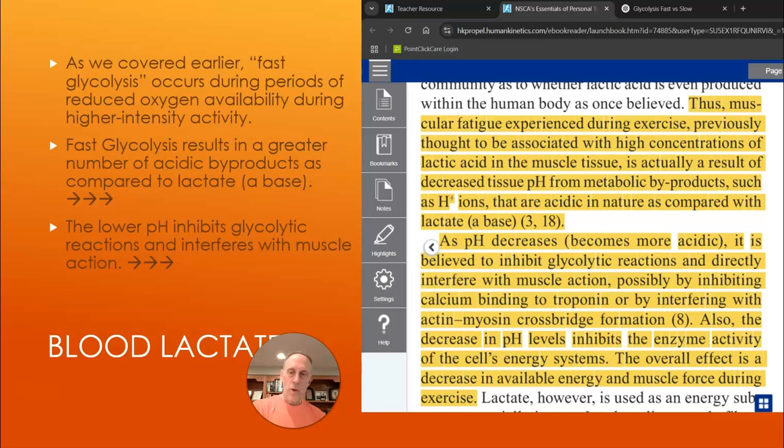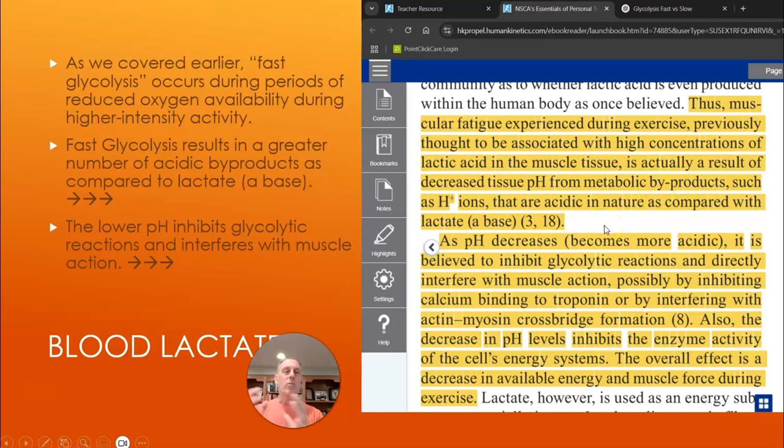And I'm going to read this passage to the right just to reiterate what we're talking about. Thus, muscular fatigue experienced during exercise, previously thought to be associated with high concentrations of lactic acid in the muscle tissue, is actually a result of decreased tissue pH, meaning it becomes more acidic from metabolic byproducts such as hydrogen ions that are acidic in nature as compared with lactate, which is a base. And what's hard about this is we're so conditioned to think lactic acid, and that's what we really wrap ourselves around. But it ends up being just from a decrease of pH from the metabolic byproducts.